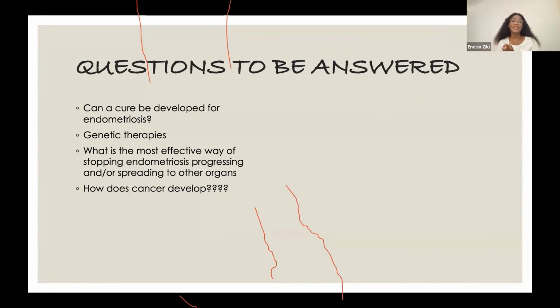And so another question to be answered: how does cancer develop? In which women is it? How should we then counsel women with endometriosis based on the pathogenesis?